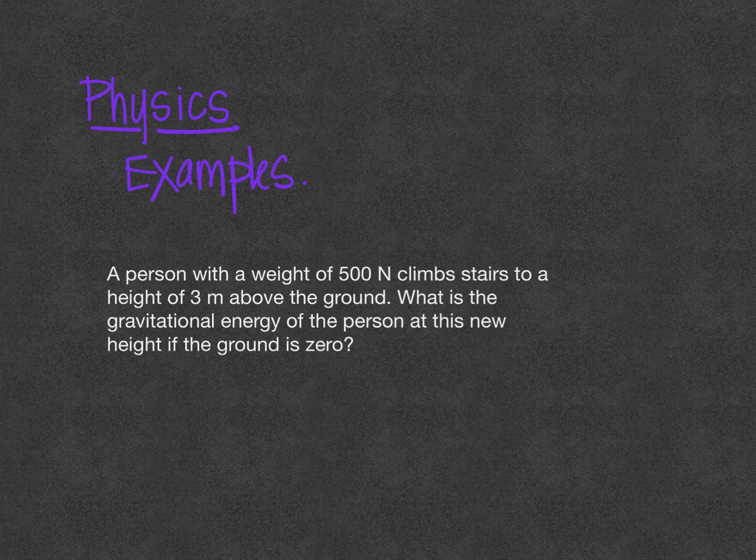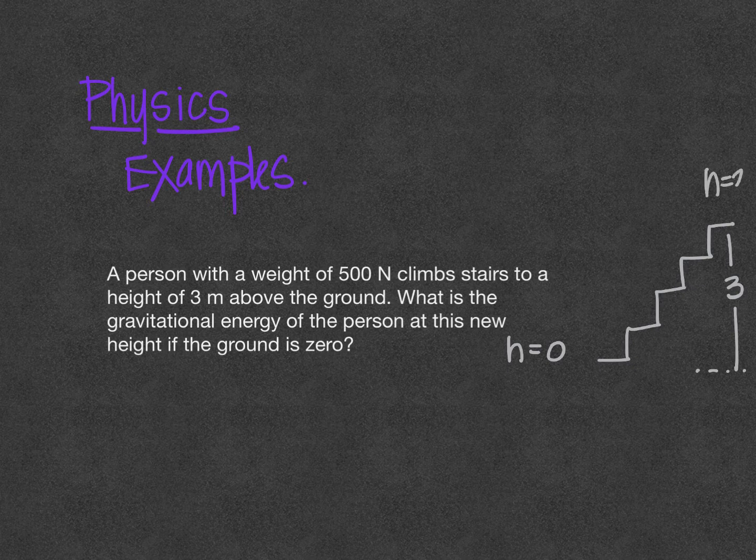A person with a weight of 500 newtons climbs stairs to a height of 3 meters above the ground. What is the gravitational energy of the person at this new height? And if we're going to let the ground be where h is equal to 0.